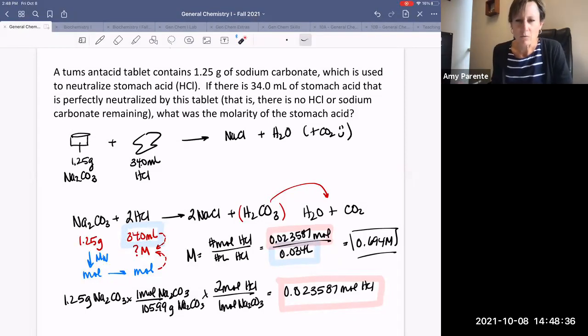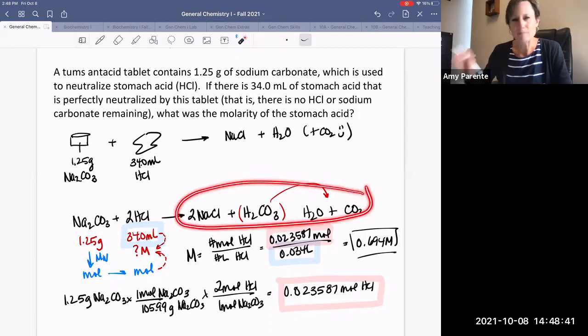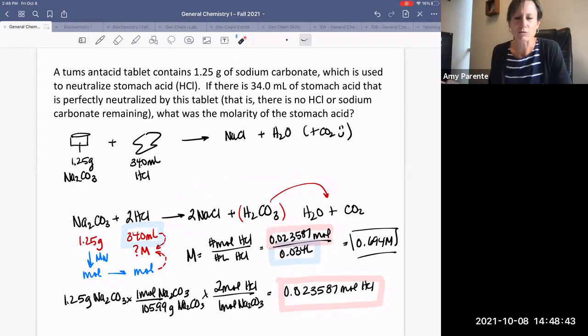So this is one of these. I wanted to put this one in here to highlight. Now, the right side of this equation is not actually important for you getting the right answer from a stoichiometry standpoint.